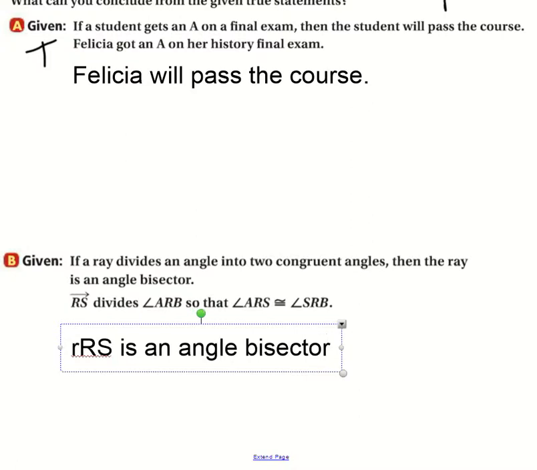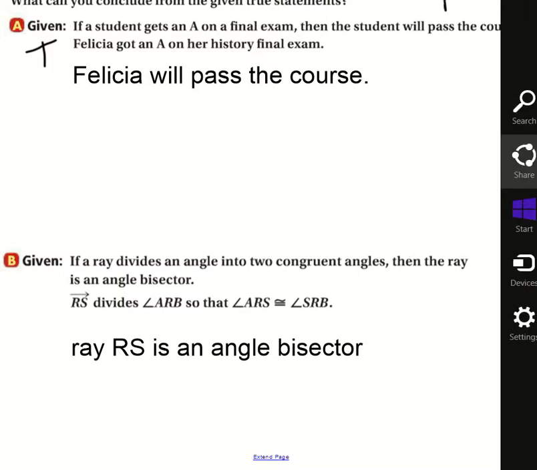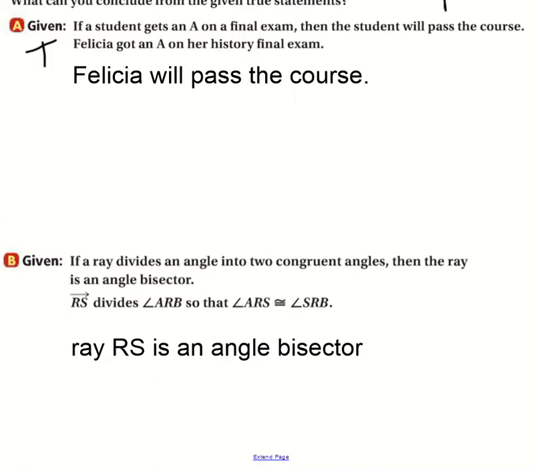I'm going to call that ray RS since I can't notate that. And ray RS is an angle bisector because it divides an angle into two congruent angles. And so we use the law of detachment in order to conclude that.